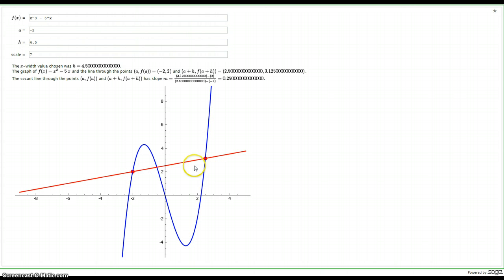But we can take these two points and compute the slope of this line. Right? This is a change in y over a change in x. And here we get a quarter. Now the real story of calculus is to take this h value and make it smaller and smaller. So we have 4.5 right now. Let's make it 4. So I just erased the 0.5. It didn't change at all yet.